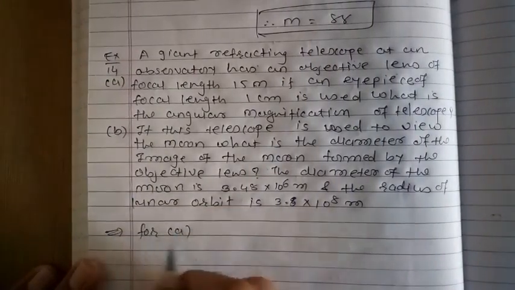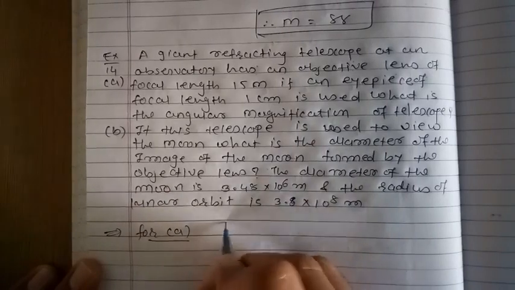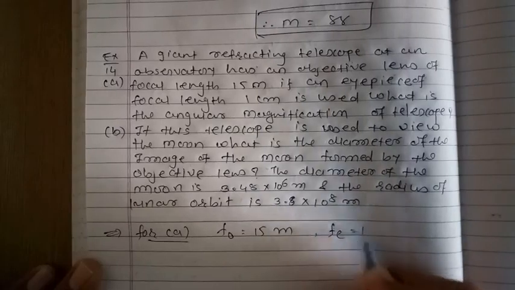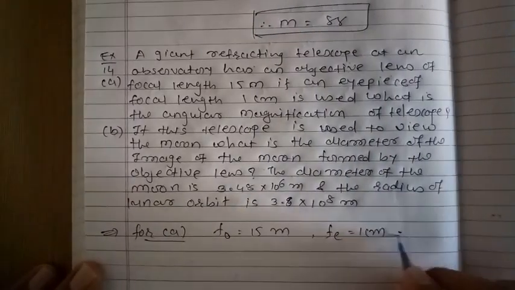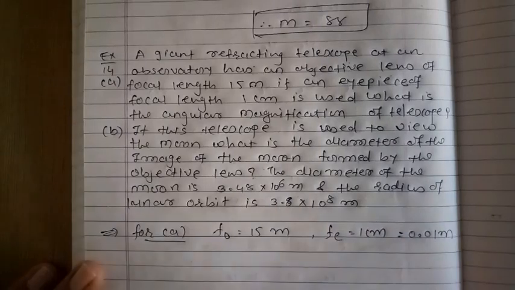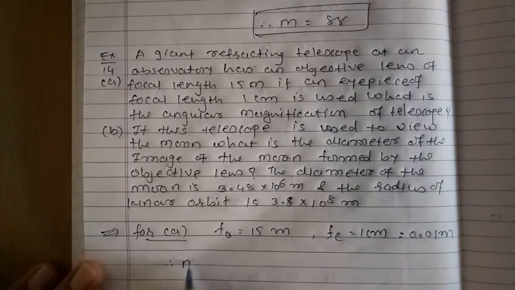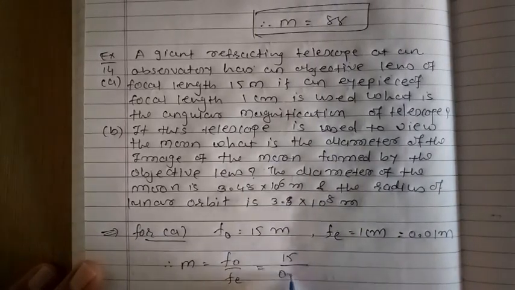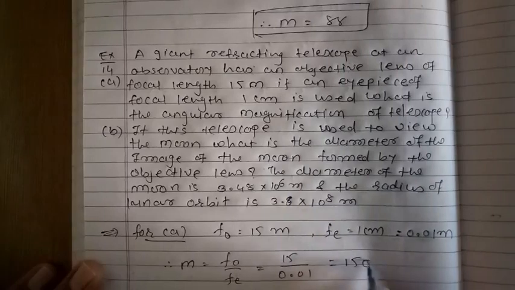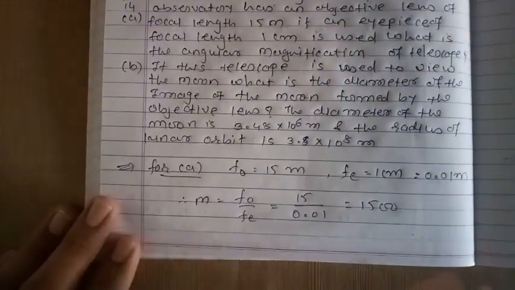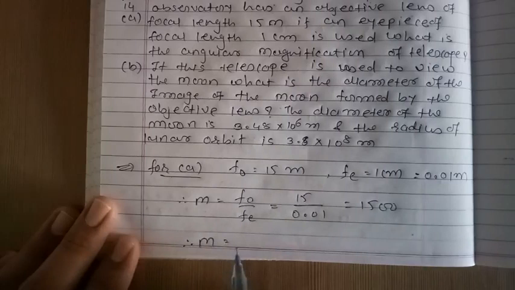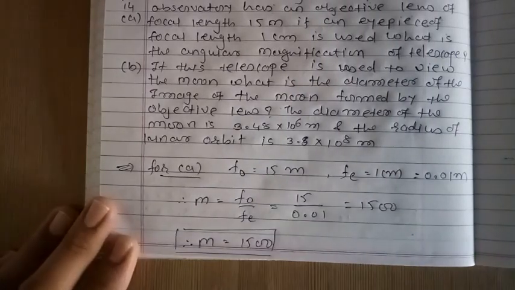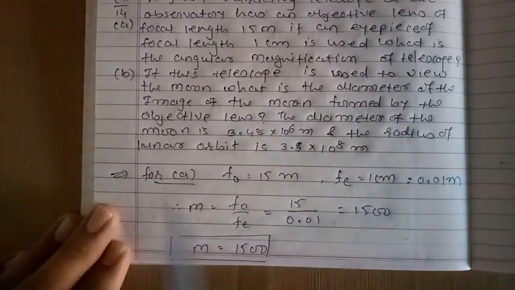So for A, focal length of objective FO is 15 meter, FE is 1 centimeter. So here we convert into meter, so 0.01 meter, right? Now we know the magnification M is equal to FO upon FE. So 15 upon 0.01, so 1500. So we get magnification M is equal to 1500. Now we discuss our second case, B.